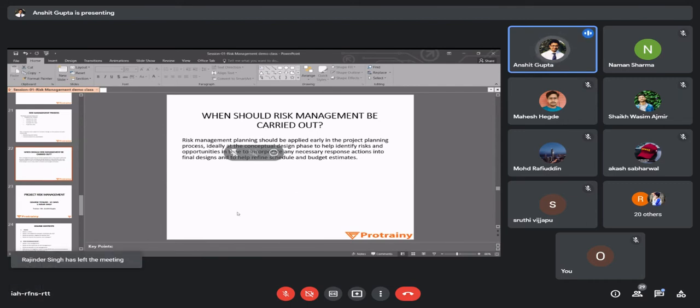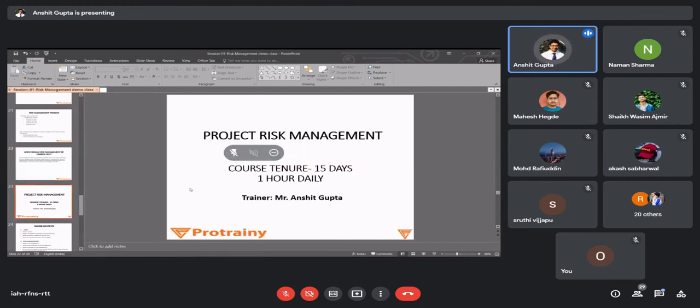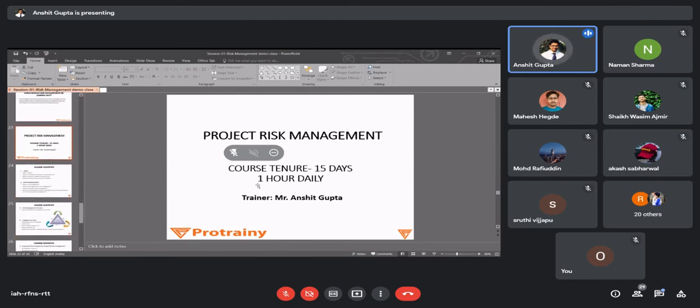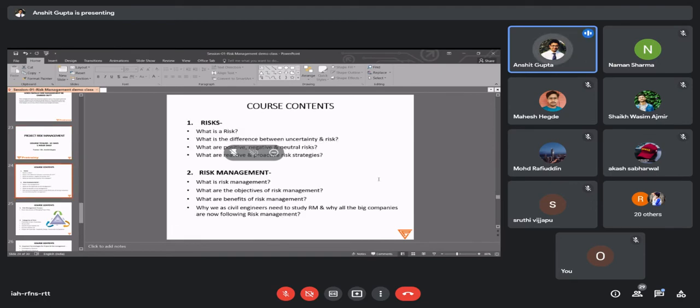Now I'll show you the glimpse of the risk register and risk impact table, but before that I'll tell you that we at Protrainy are taking a 15-day course on project risk management, which is 1 hour daily. I will be taking that course, and I'll discuss with you in brief the topics that we will cover in those 15-hour sessions. So this is the course content.